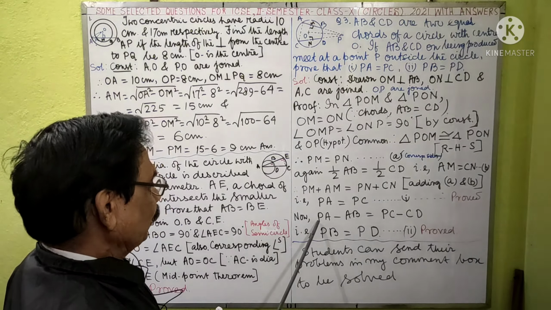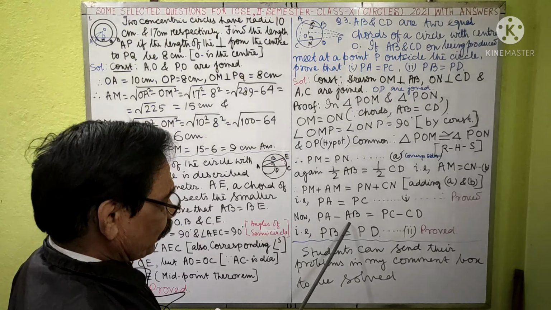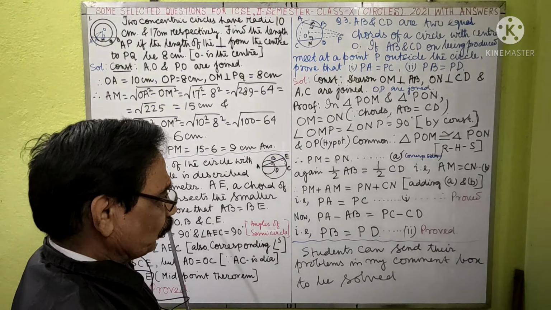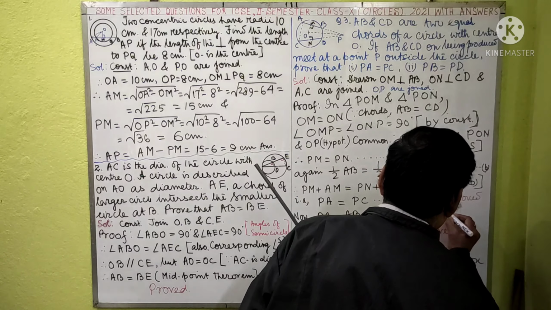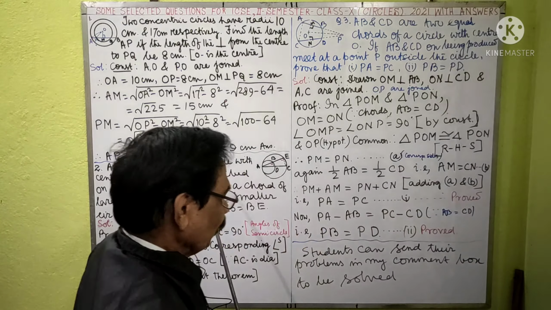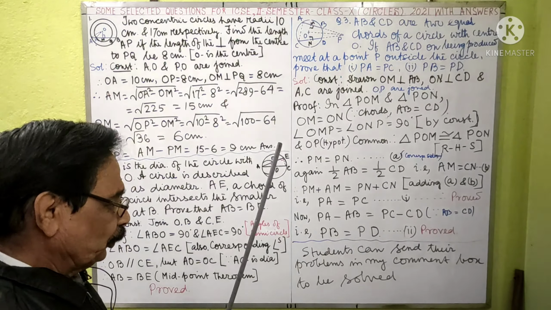And again, we have seen that PA equals PC, and PA minus AB equals PC minus CD, since AB equals CD, therefore PB equals PD. This second one is also proved.